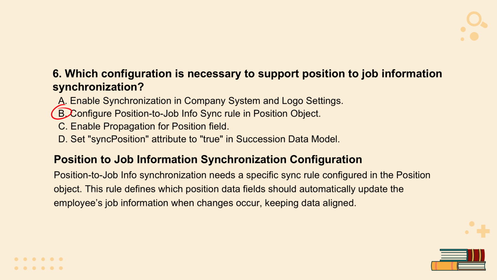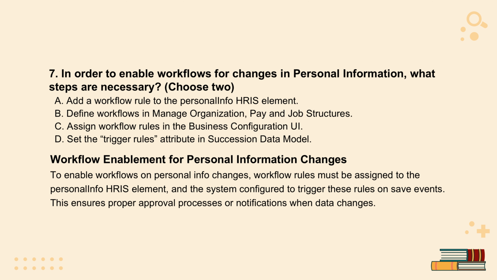And building on that consistency idea, how do these underlying connections and rules tie back into core HR processes? Like, let's say triggering a workflow. For example, if I update my personal information, like my home address, maybe that needs manager approval. How is that set up? Right. Enabling workflows for changes in, say, personal information involves a couple of key steps.